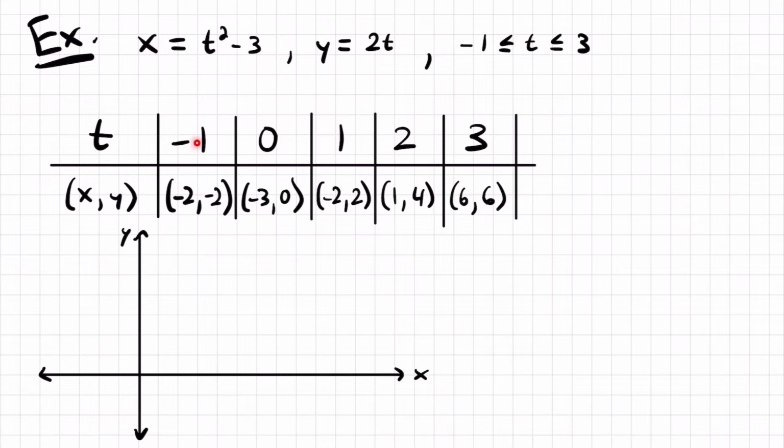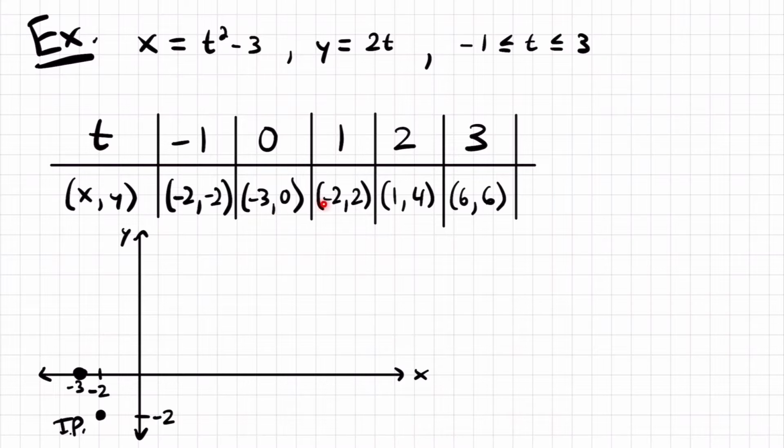Let's start with our initial point, -2, comma, -2. I'm going to label this as x equals -2, and this is y equals -2. So our point -2, -2 will be right here. That is our initial point. And then our next point is -3, comma, 0. So this will be -3, and so -3, 0 will be right here. So I will plot that point.